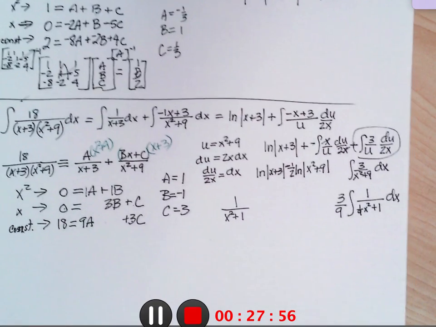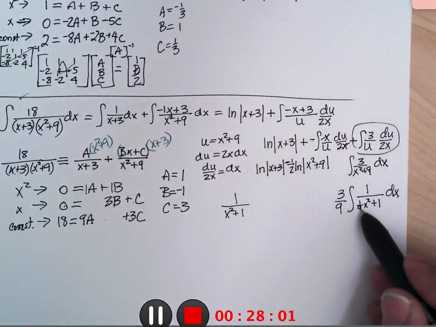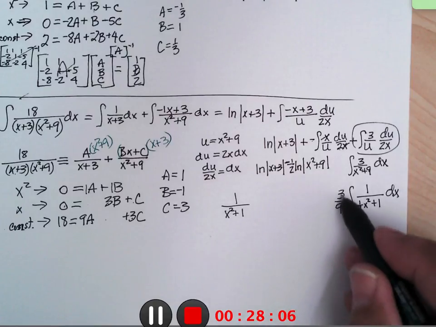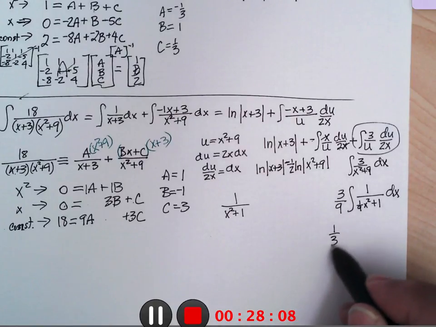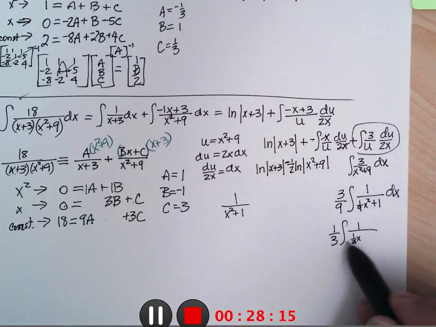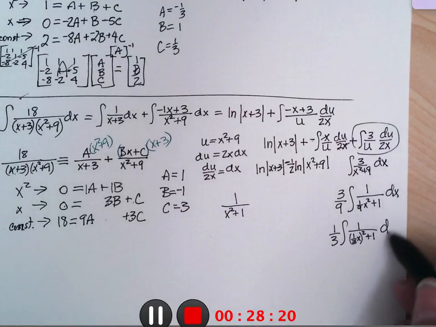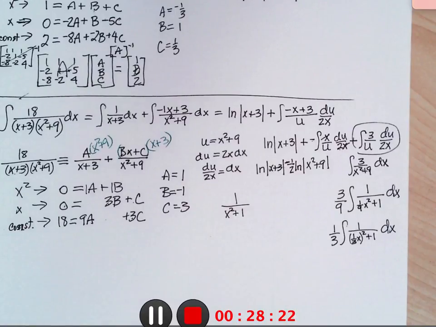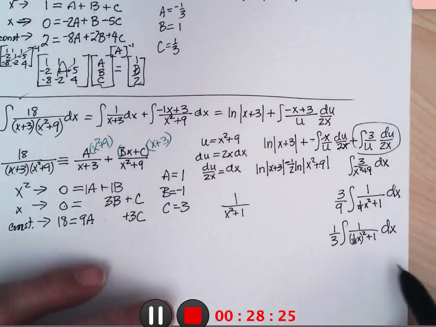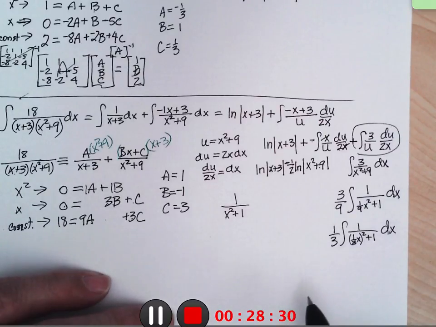Now what am I going to do? Well, 1/9 is 1/3 squared. So I have a 1/3 on the outside. Antiderivative of 1 over 1/3 x squared plus 1 dx. Now, that's starting to look like an x squared plus 1, which is an arctangent, but it's got that third in there. How do I deal with that?